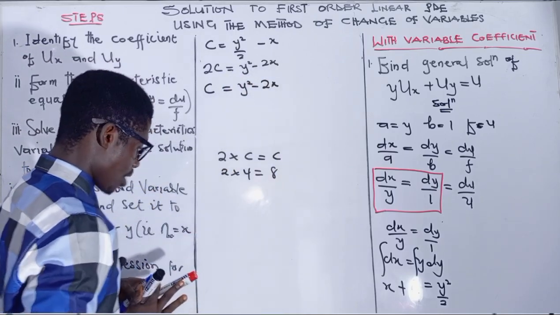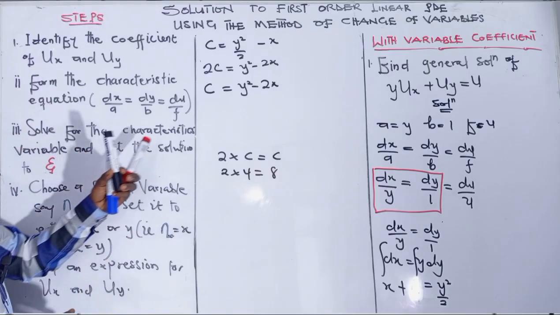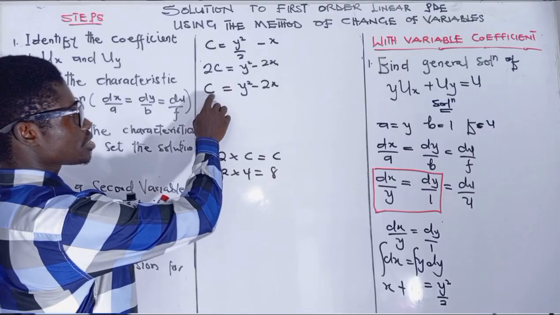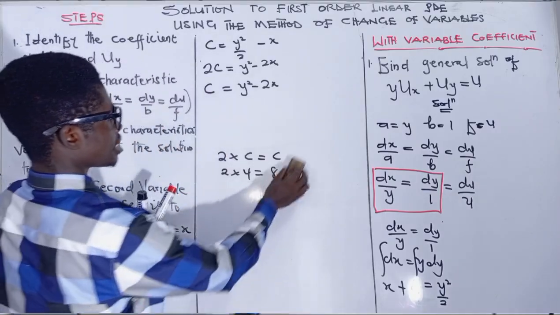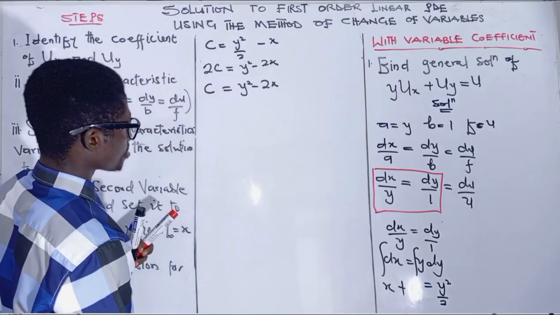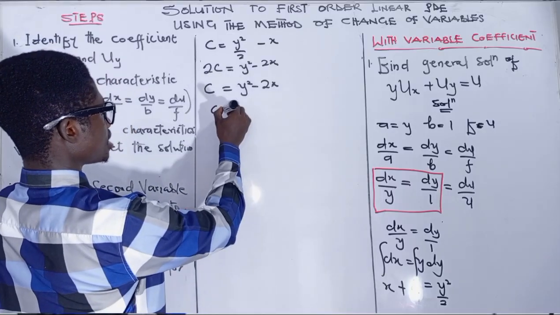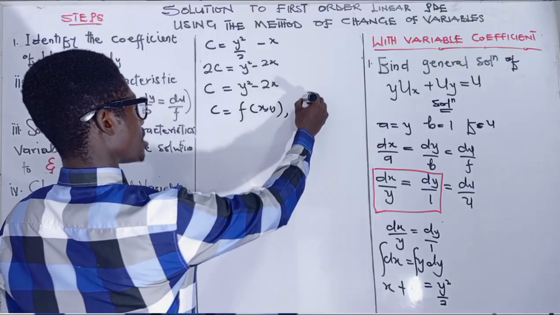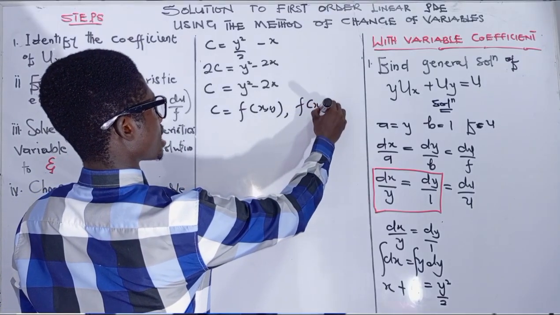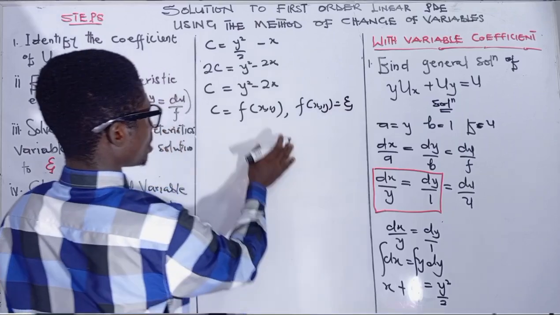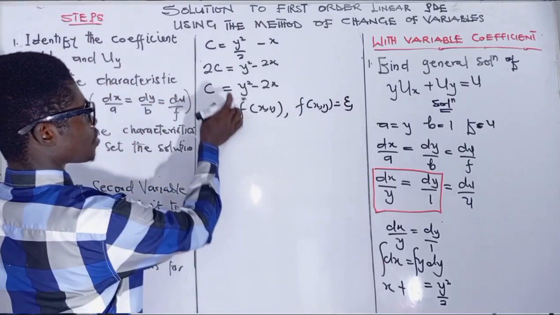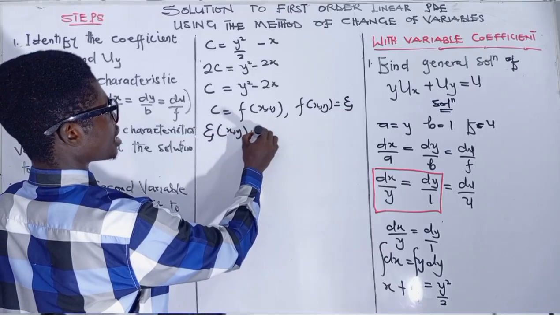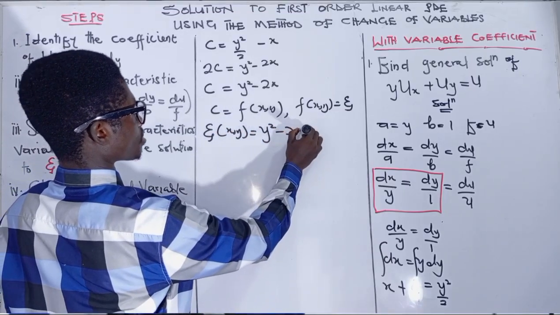Once we are there, we said that we solve for the characteristic variable, and then we set the solution to zeta instead of c. Because we know that c is a function of x and y, and this function of x and y is also equal to zeta. So we can say that our zeta, which is in terms of x and y, is equal to y squared minus 2x.